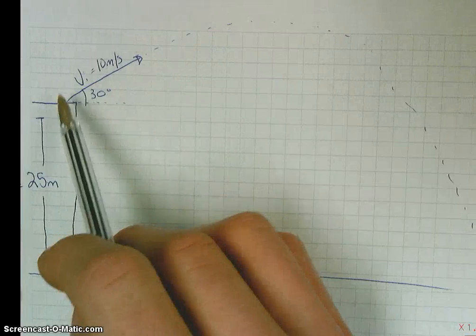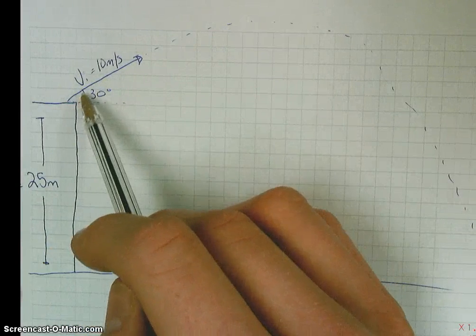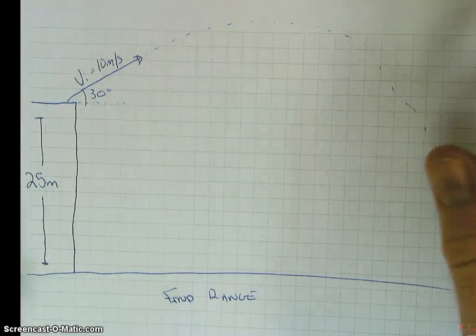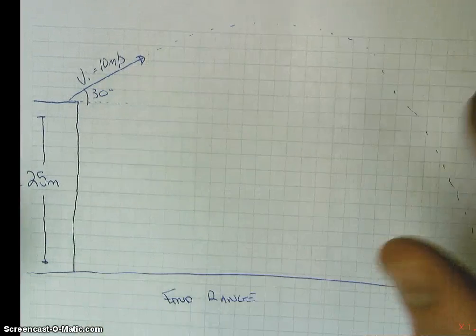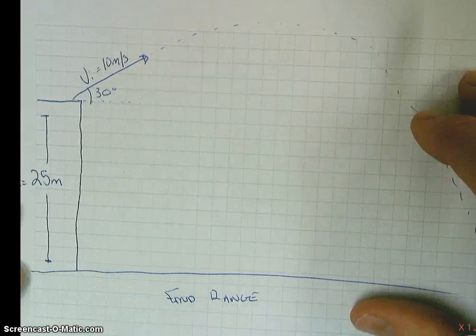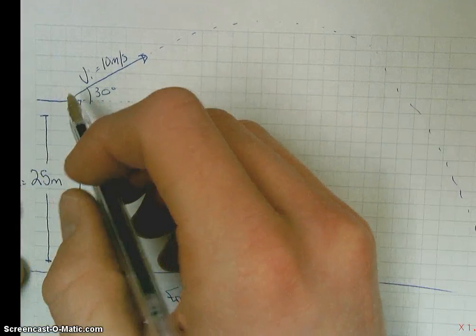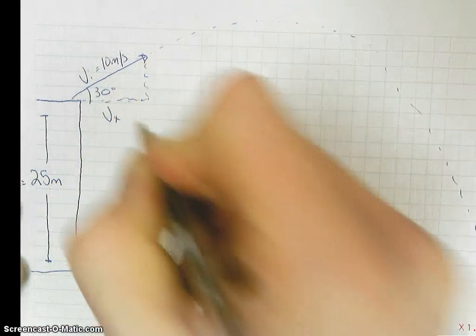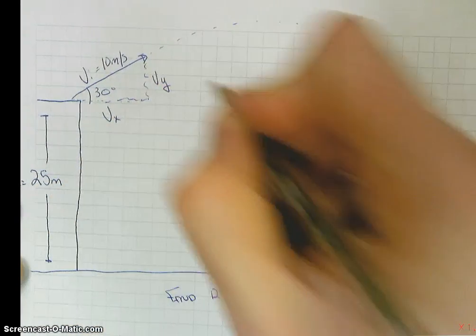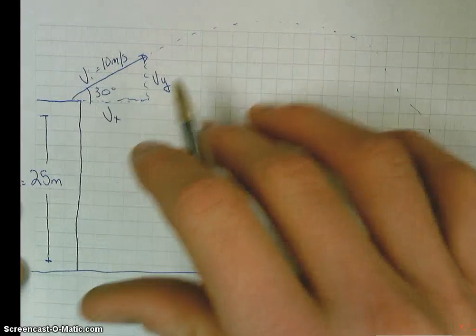Initial velocity is 10 meters per second at an angle. Now our trig is going to come back, because we can't do anything with a 30-degree angle. We don't have the math to do that. We need to put everything on an x and a y component. So here's your velocity in the x, here's your velocity in the y. Again, back to our trig functions.